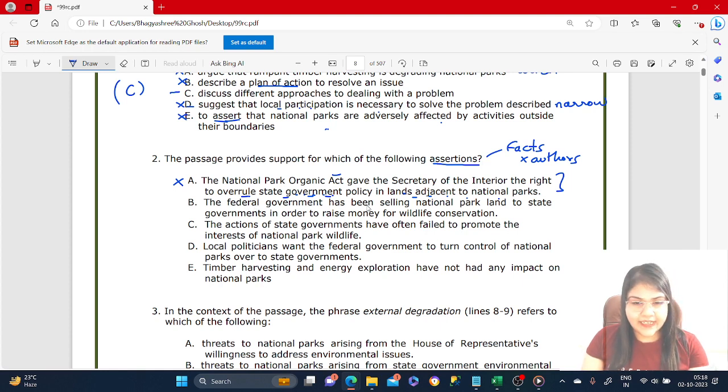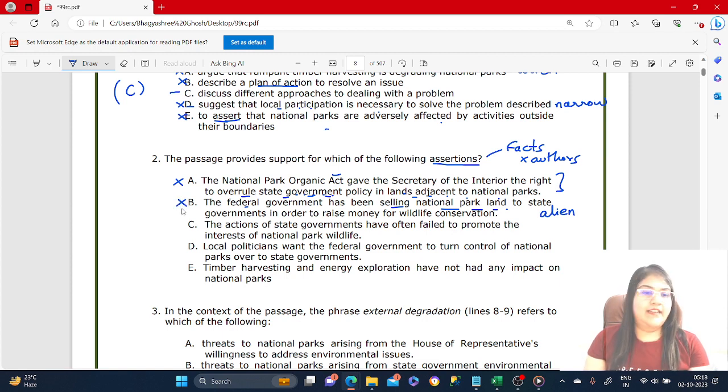B says the federal government has been selling national park land to state governments in order to raise money for wildlife conservation. Do we have proof, or do we have something written in the passage that will prove that B is right? The federal government, the central government, well, they are selling national park land. Is it there in the RC anywhere? No. In fact, this is referring to something very different, a very alien thing. This is not what the passage is discussing, so we cannot go with B.